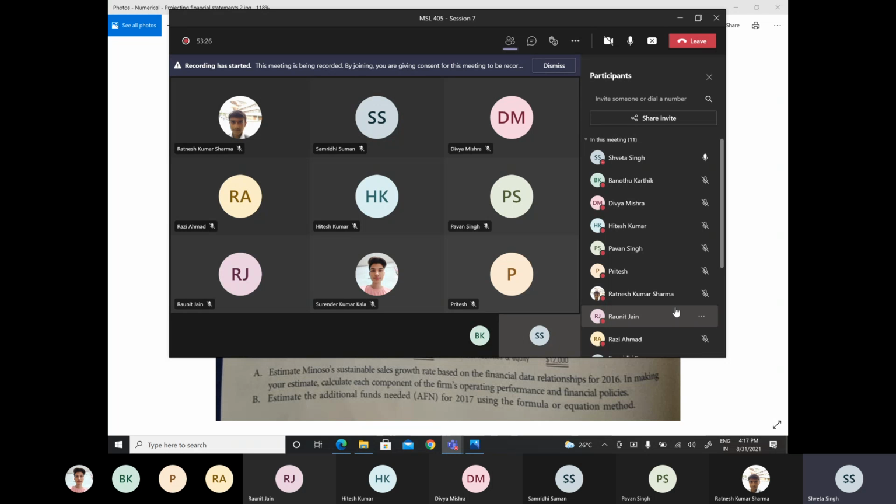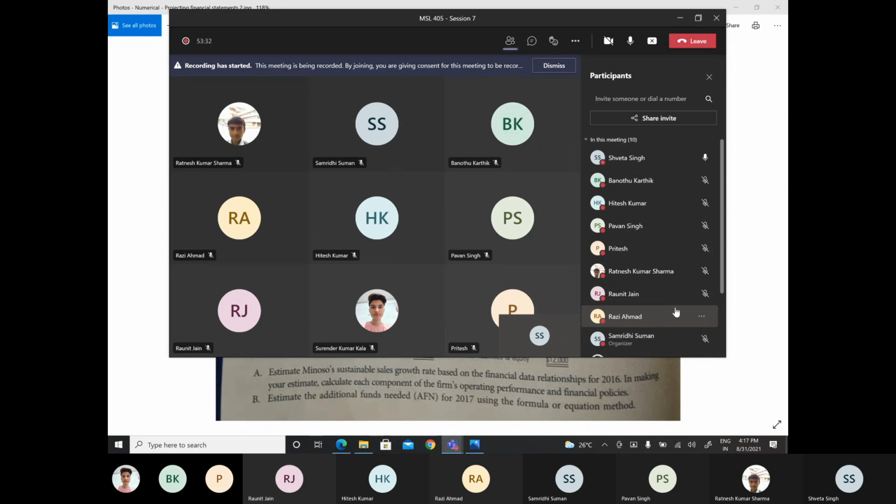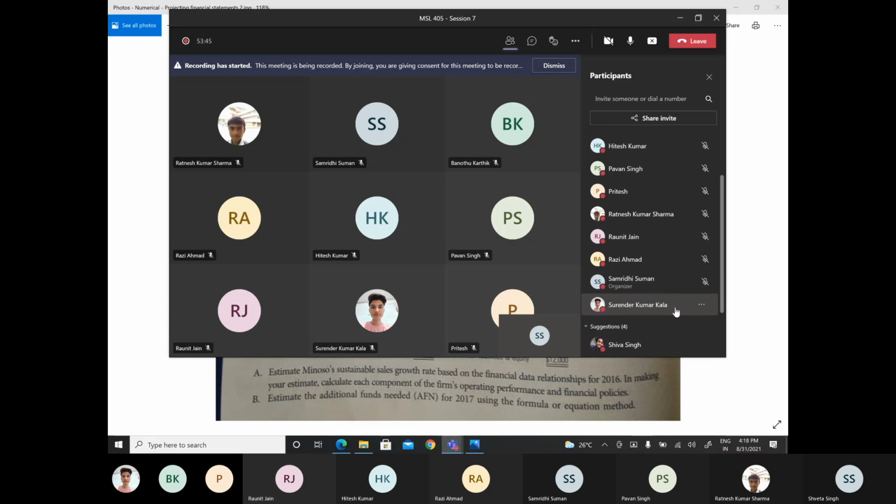Karthik, what about you? Divya, what about you? Divya तो चली गई, भाग गई. Hitesh, what about you? Pawan, Pritesh, Ronit, Razi and Surendra. Any one of you, Ronit? What about you? Yes, ma'am.